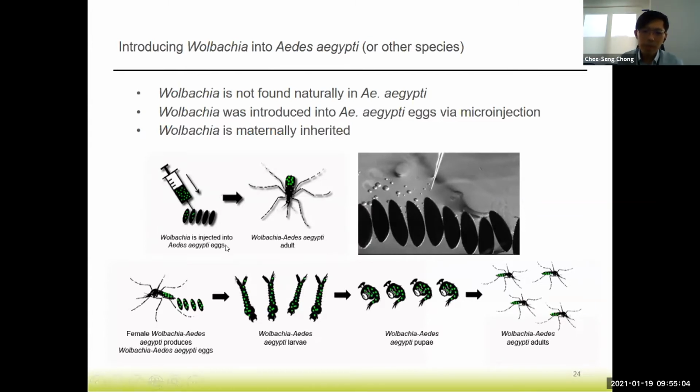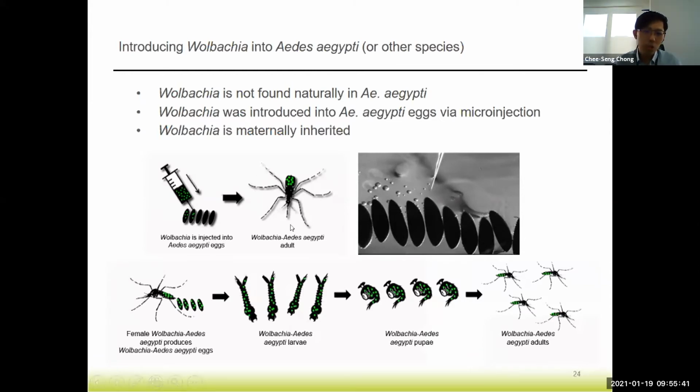What you can see here is that the first step is to inject Wolbachia into Aedes aegypti eggs, in the laboratory setting, what we call microinjection. And the success rate is actually very low. But once you have a viable egg that hatches out, and if this egg turns out to be a female mosquito, then this female individual will carry the Wolbachia, and she will subsequently be able to pass on this Wolbachia to her offspring.